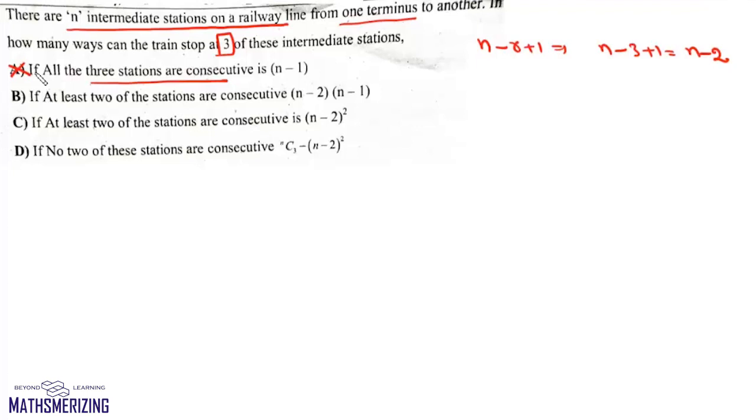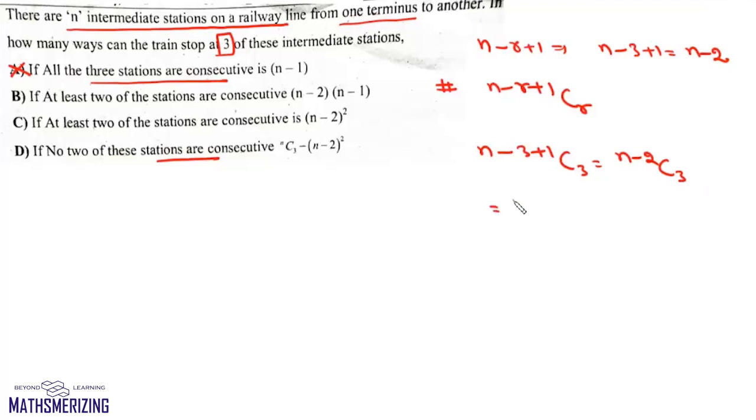Now first we look at this option B. No 2 of these stations are consecutive. Now this is a non-consecutive selection, and we have studied that non-consecutive selection is given by n minus r plus 1 C r ways. Now here it will be n minus 3 plus 1 C 3 ways, which is n minus 2 C 3.